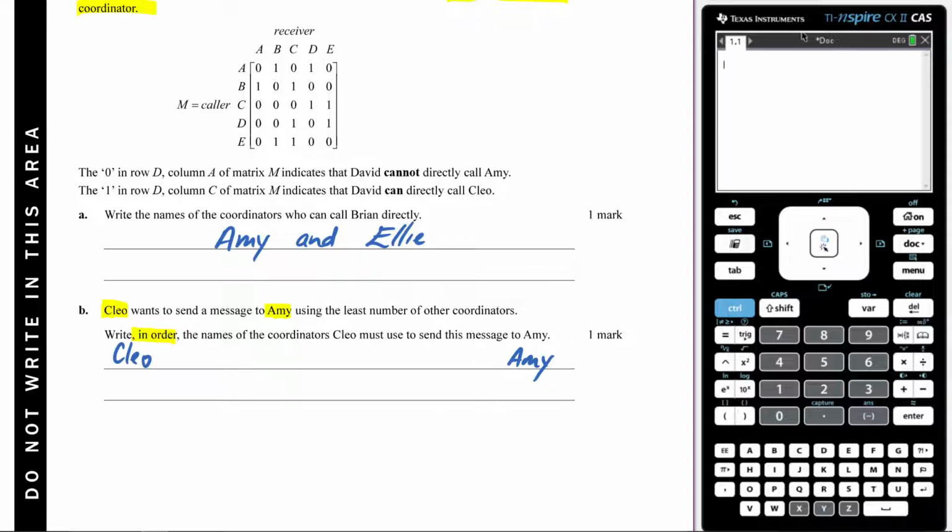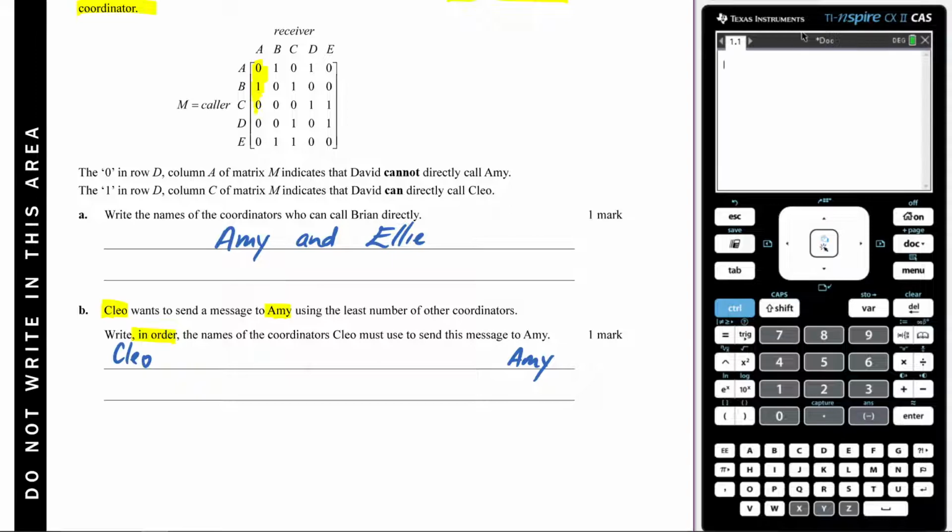amount of people possible. Now, I think the silly way to go about this is to work forwards, meaning starting with Cleo and trying to go to Amy. Because if you do that, you're going to go, all right, Cleo can send a message to D or E, and then you're going to have to think, all right, what's the closest way to do it? A better way is to say, all right, let's look at Amy.